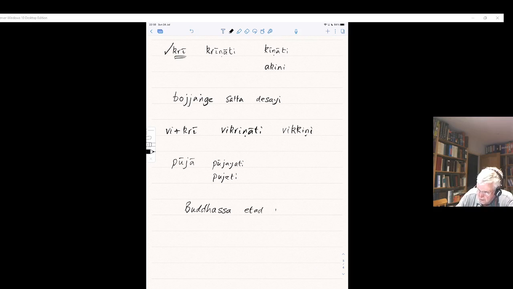Etad ahosi, to the Buddha this was. Etad ahosi, meaning the Buddha thought thus, or the following thought occurred to the Buddha.